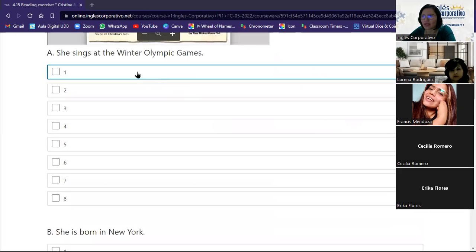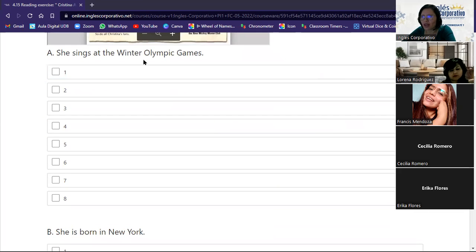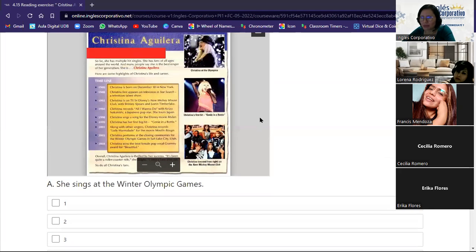So, in this case, she sings at the Winter Olympic Games, right? She sings at the Olympic Winter Games. So we have 1, 2, 3, 4, 5, 6, 7, 8, 9 years, 9 different situations, right? So she sings at the Winter Olympic Games. So as you can see, that will be probably the last one, right?